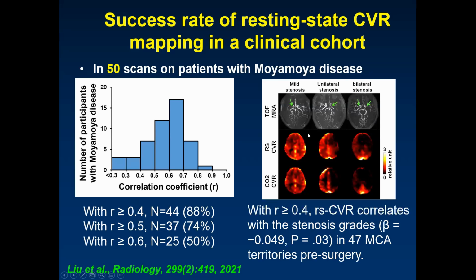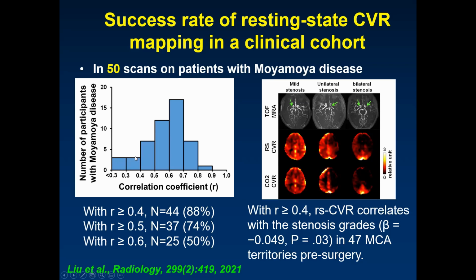Shown here are examples of a patient with mild stenosis, another patient with unilateral stenosis, and another patient with bilateral stenosis. We showed the resting state CVR maps and the CO2 CVR maps. For each patient before surgery, we calculated the relative CVR within the MCA territories.